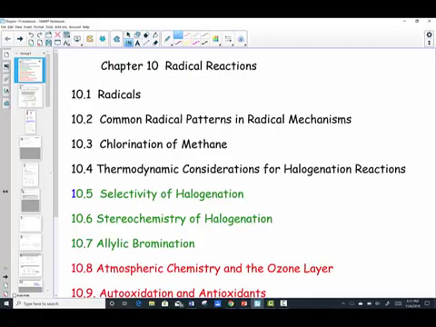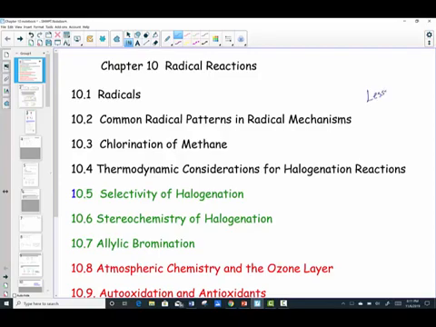We're getting ready to begin a new journey in organic chemistry, Chapter 10, Radical Reactions. I have listed here the table of contents, the sections in our chapter, and color-coded how I'd like to approach this. I'd like to introduce radicals, talk about the 6 general patterns in radical mechanisms, then look at the chlorination of methane as an example of those patterns, and then talk about thermodynamic considerations in this particular lesson.